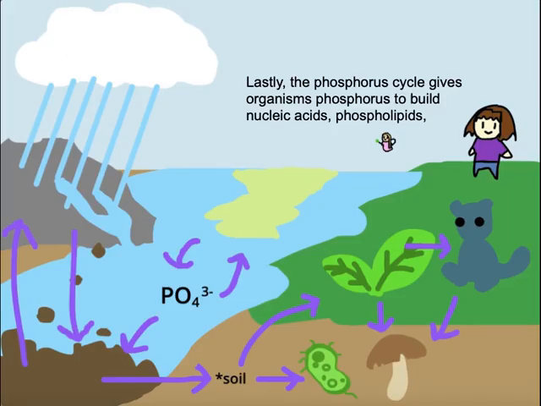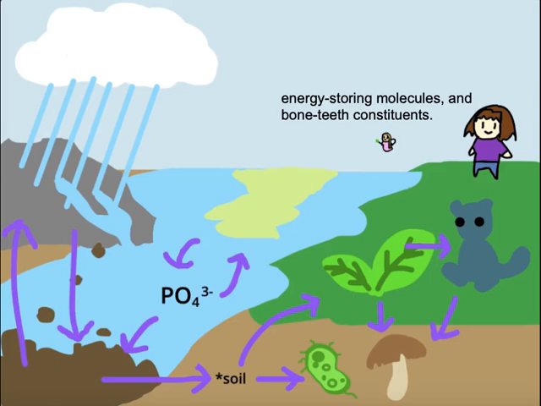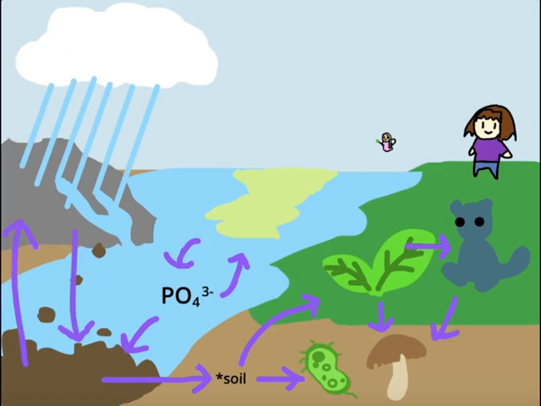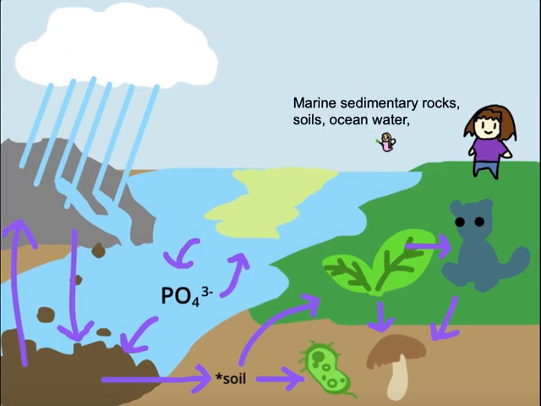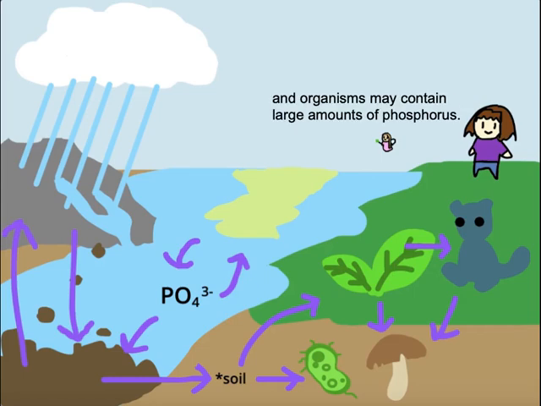Lastly, the phosphorus cycle gives organisms phosphorus to build nucleic acids, phospholipids, energy-storing molecules, and bone and teeth constituents. Inorganic phosphate is used by plants in the synthesis of organic compounds. Marine sedimentary rocks, soils, ocean water, and organisms may contain large amounts of phosphorus.